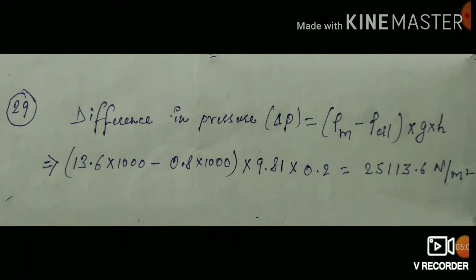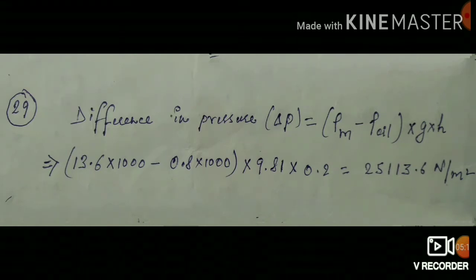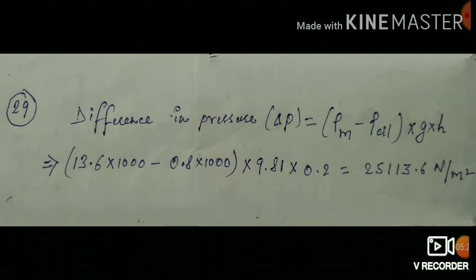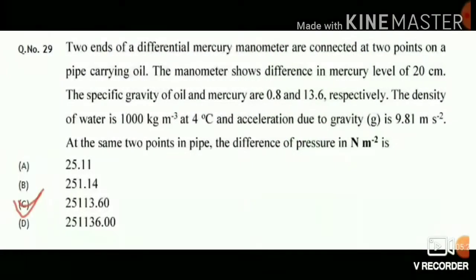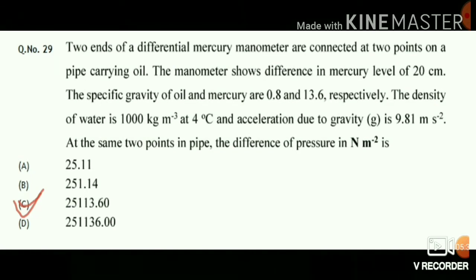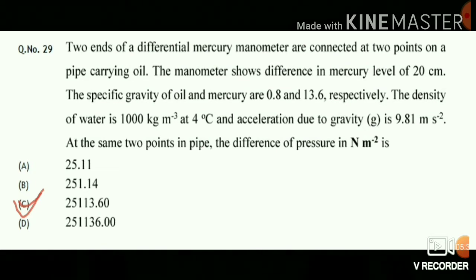And friends, see here that by using the formula, the difference in pressure is equal to (rho m minus rho oil) into g into H, and simply I have put the values 13.6 into 1000. Friends, you should be very careful about the units. 13.6 here, see in the question, is the specific gravity of mercury, not the bulk density of mercury. The specific gravity is the density of mercury with respect to water, and you all know that the water density is 1000.